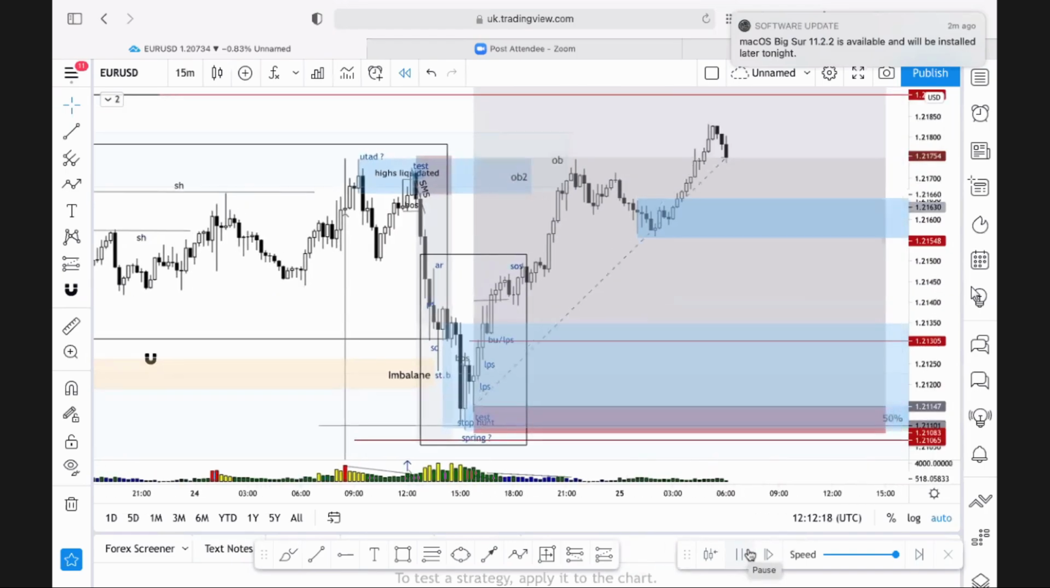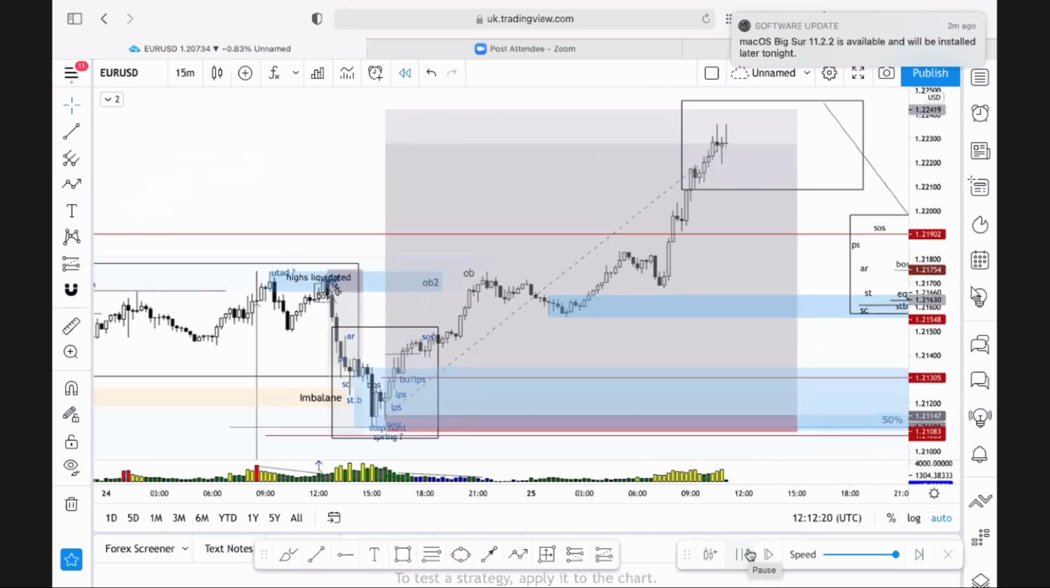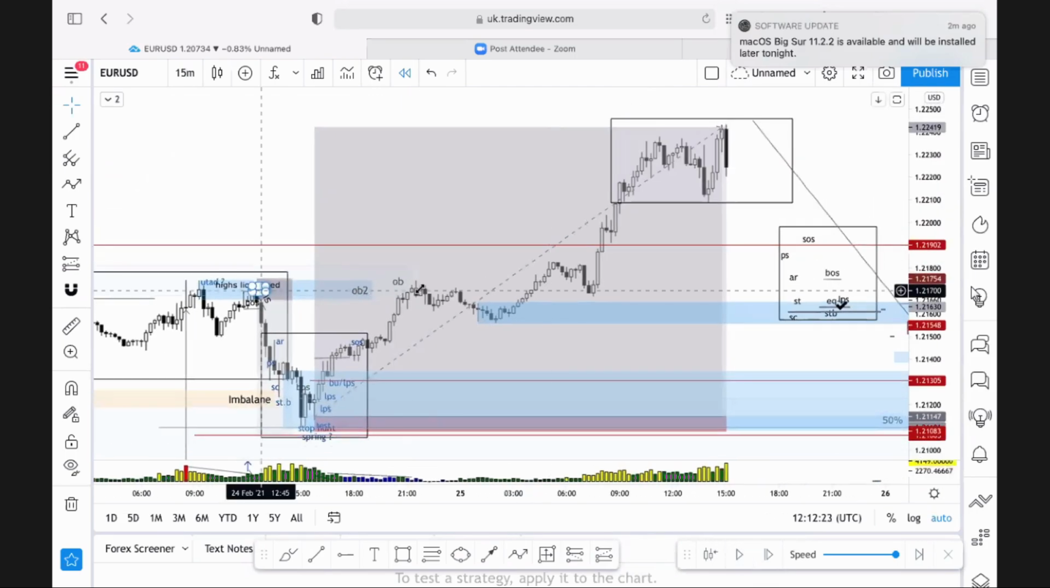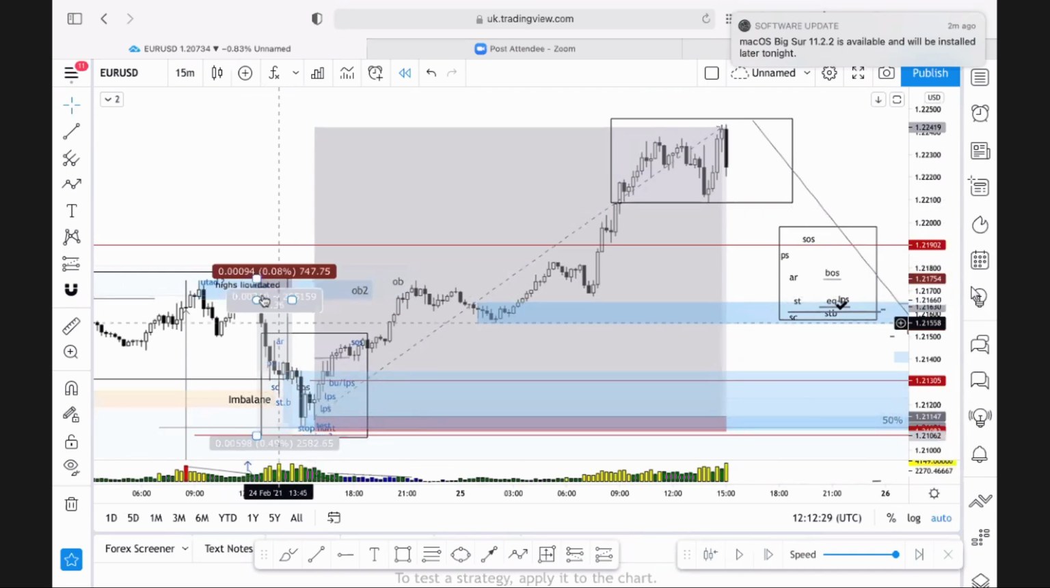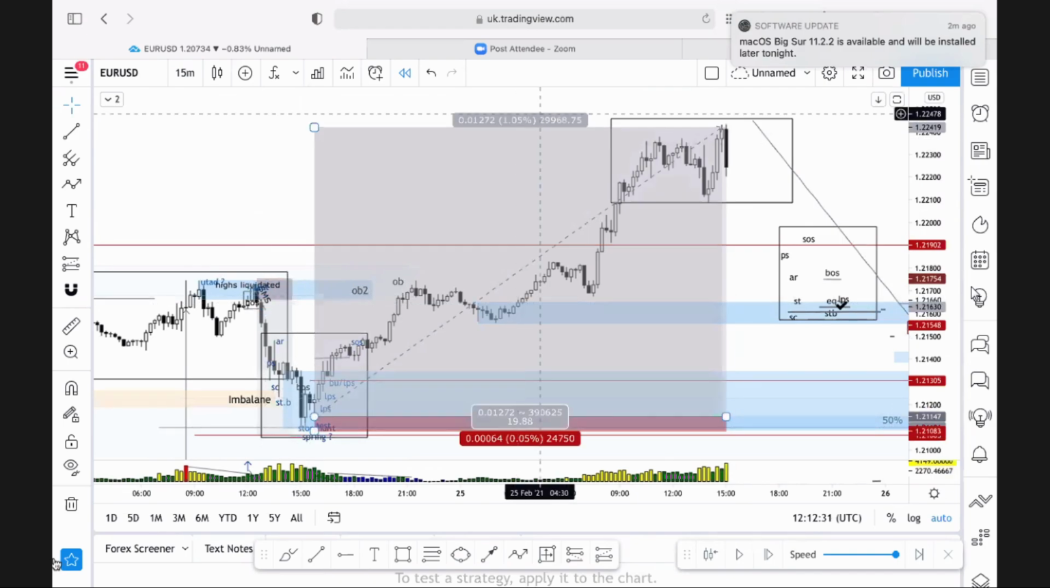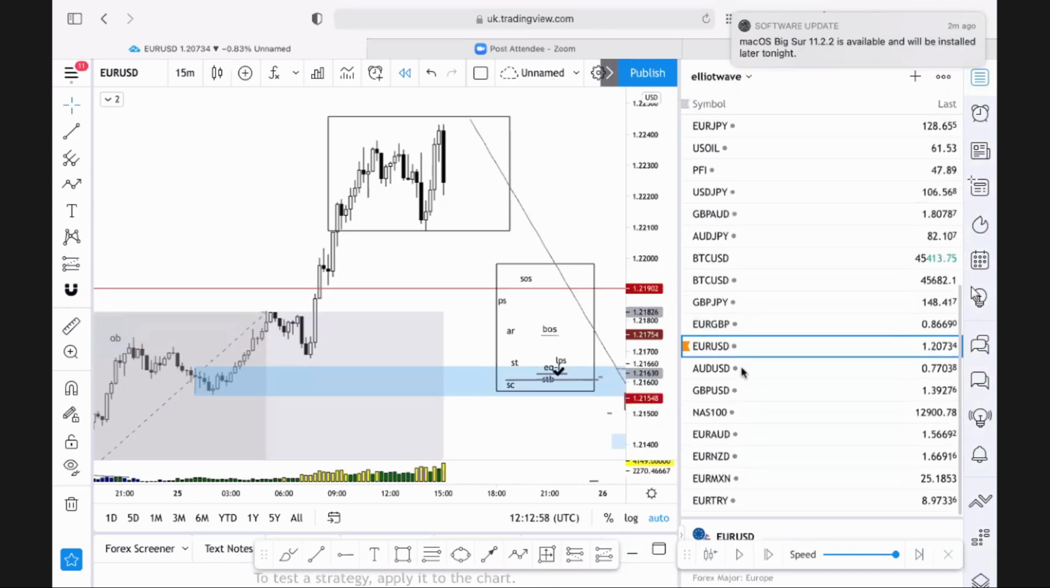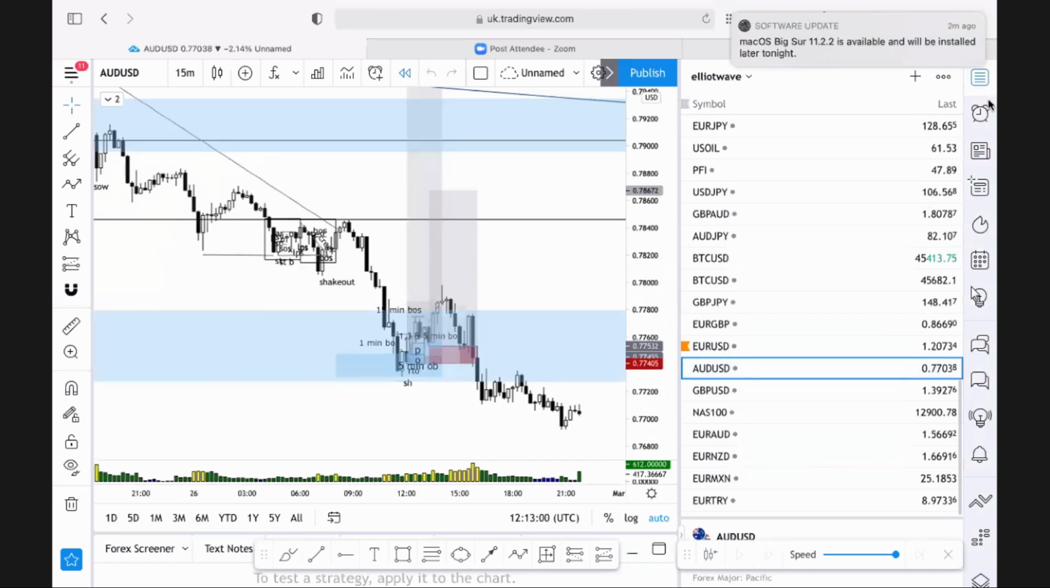So basically on this short on Euro USD, you had a higher time frame target for the bullish move and a lower time frame target for the short move. So you took a short and then you entered a long following the order flow basically. And now we can go over the other one.